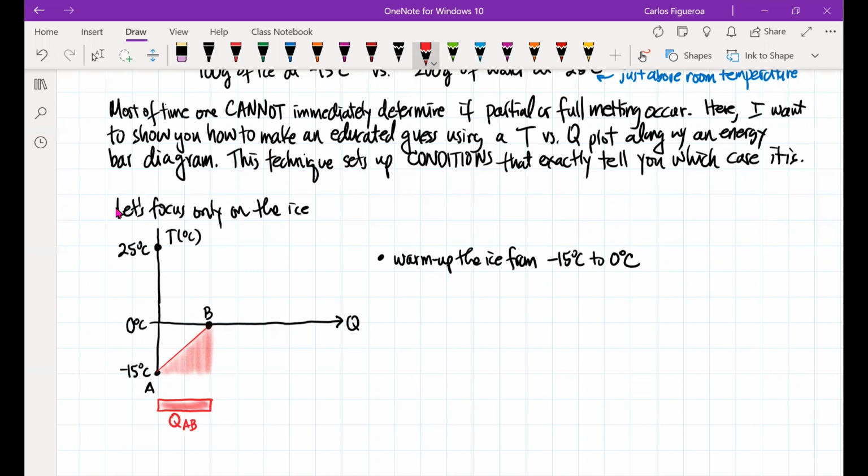So when I'm really looking at my situation over here, this requires energy. And so I'm going to call this QAB, and this is to warm ice to 0 degrees C.